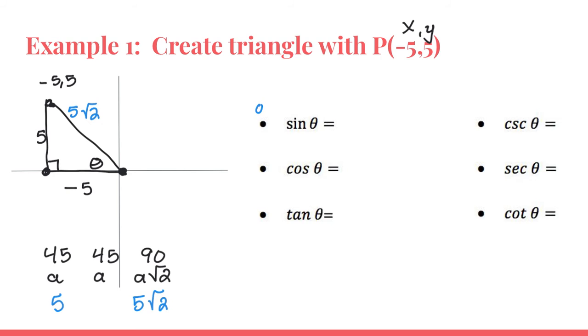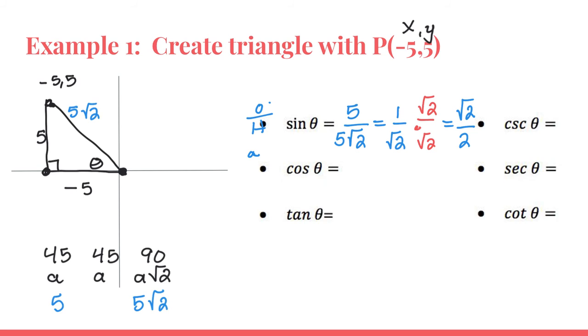So remember that sine is opposite over hypotenuse. So from that angle, the opposite side is 5, and our hypotenuse is 5 root 2. We're going to start by reducing that fraction. That's 1 over root 2. And then remember, we have to rationalize the denominator because we're not allowed to leave a radical in the bottom. So you're going to multiply creatively by 1 in the form of root 2 over root 2 to get a whole number in the bottom. That gives you root 2 over 2 for your final answer.